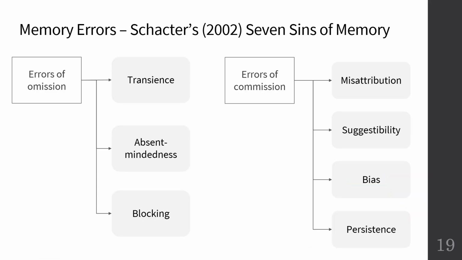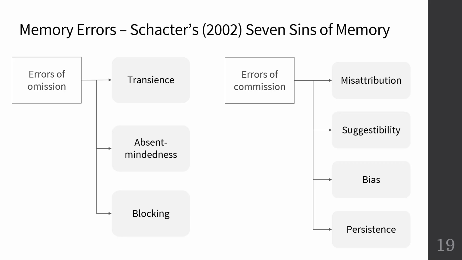Talking about these seven sins, we break them into two main categories. The first is errors of omission, where we've left things out entirely, or errors of commission, where we remember the wrong information. If we break each of these down, the three errors of omission are first transience, which is the idea that we forget things over time. Things go away, we lose information as time passes.